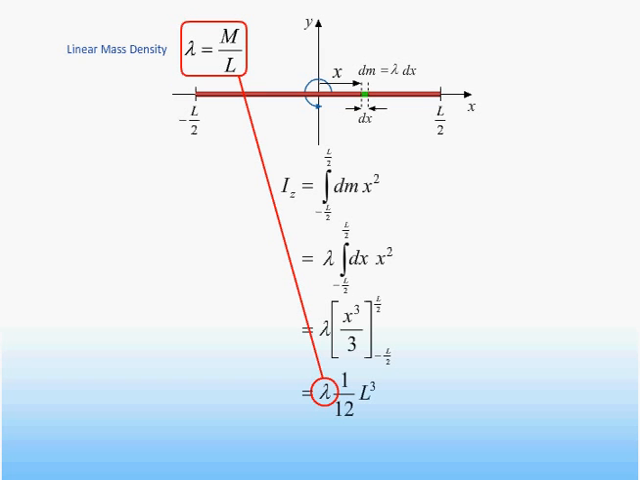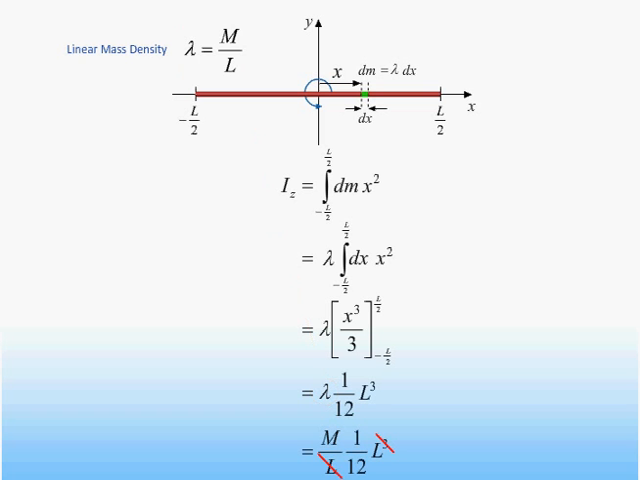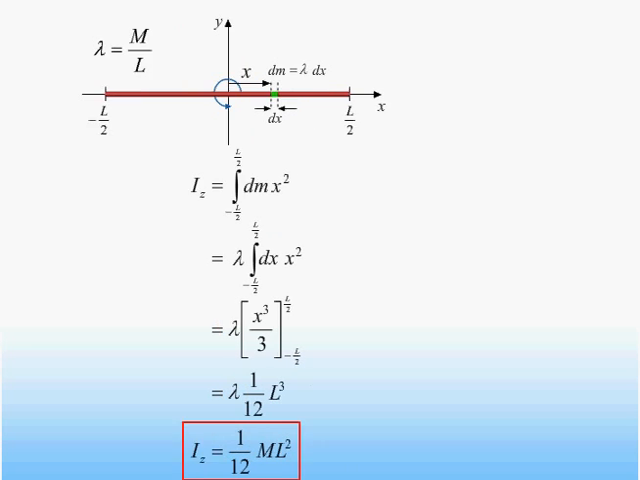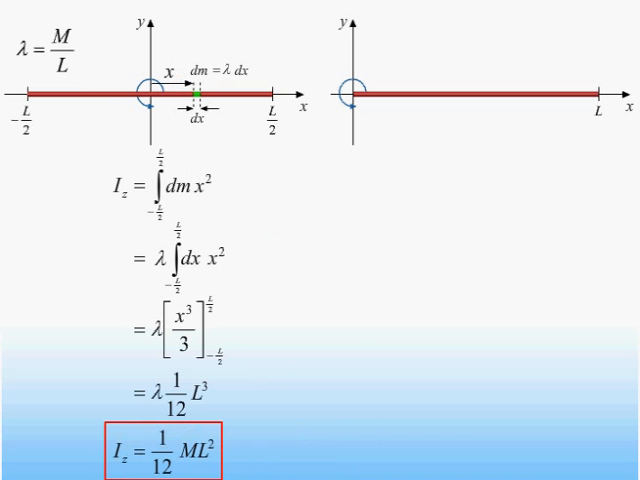We can replace the mass density by the total mass divided by the length of the rod to obtain an expression that is proportional to the product of the total mass and the square of the length of the rod, as expected. We know the moment of inertia depends on the choice of the axis. Suppose we want to calculate the moment of inertia about an axis that is parallel to the z-axis, but passes through the end of the rod rather than its middle. How does the calculation change?